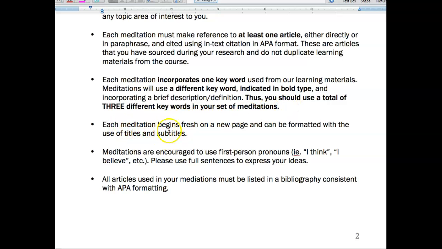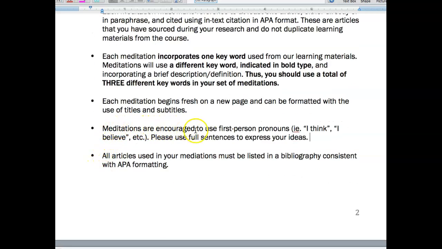Each meditation, please start it on a fresh new page, and please use titles and subtitles to help divide your writing. I find that's the best way to keep you on track and keep me on track too as I'm reading it, so that I can best understand your flow of thoughts and ideas.